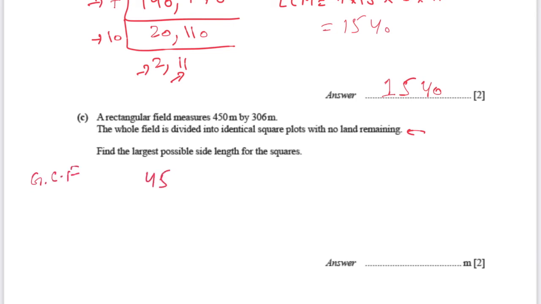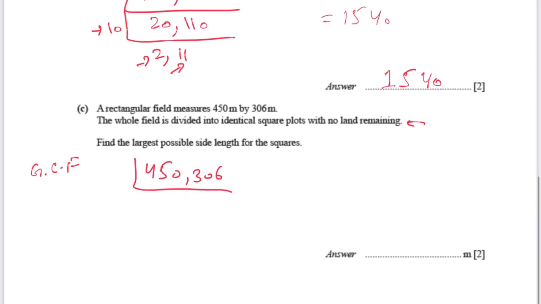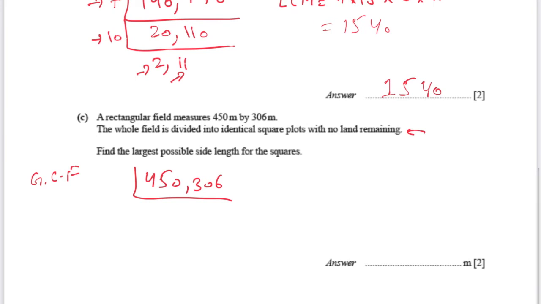So 450 and 306 can be written in the same way as we were trying to find the LCM. Then let's start dividing them by the lowest possible number. So I think that's 2. If you divide 450 by 2, I get 225. Then I divide 306 by 2, I get 153. Okay, I think they can be divided by 3 now.